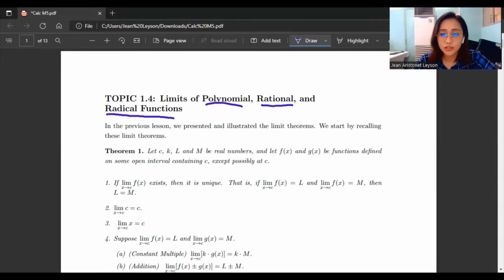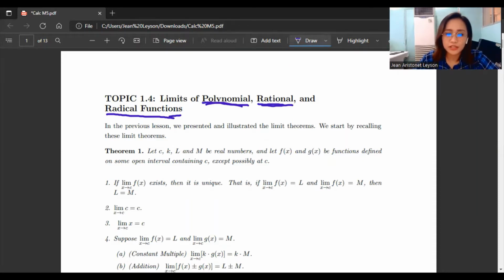But anyway, just to recall, polynomial functions are functions composed of various terms. Each term is composed of a numerical coefficient and a certain variable, and the terms are separated by the operations addition and subtraction. Rational functions are functions in the form a over b, wherein b, or the denominator, should not be equal to 0 because that will be undefined. Radical functions are functions that are enclosed inside radicals, or those symbols. So I hope that's clear.